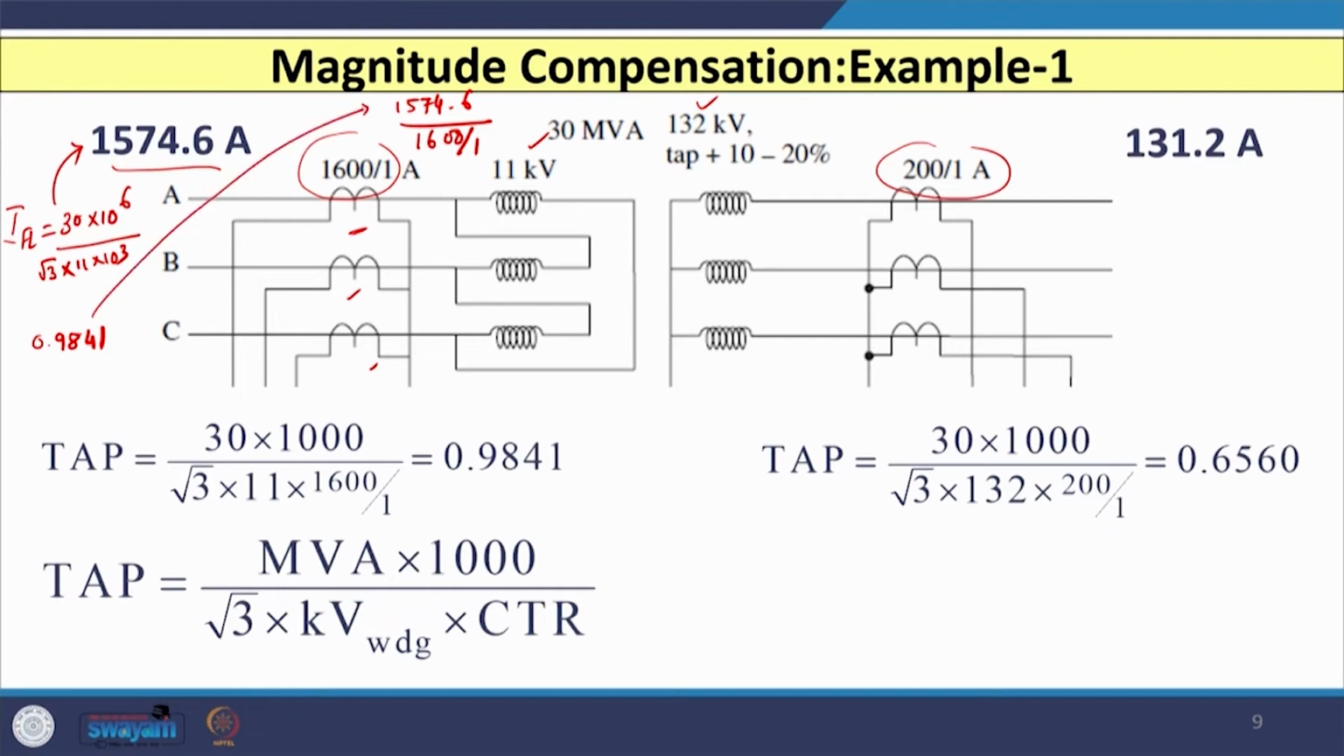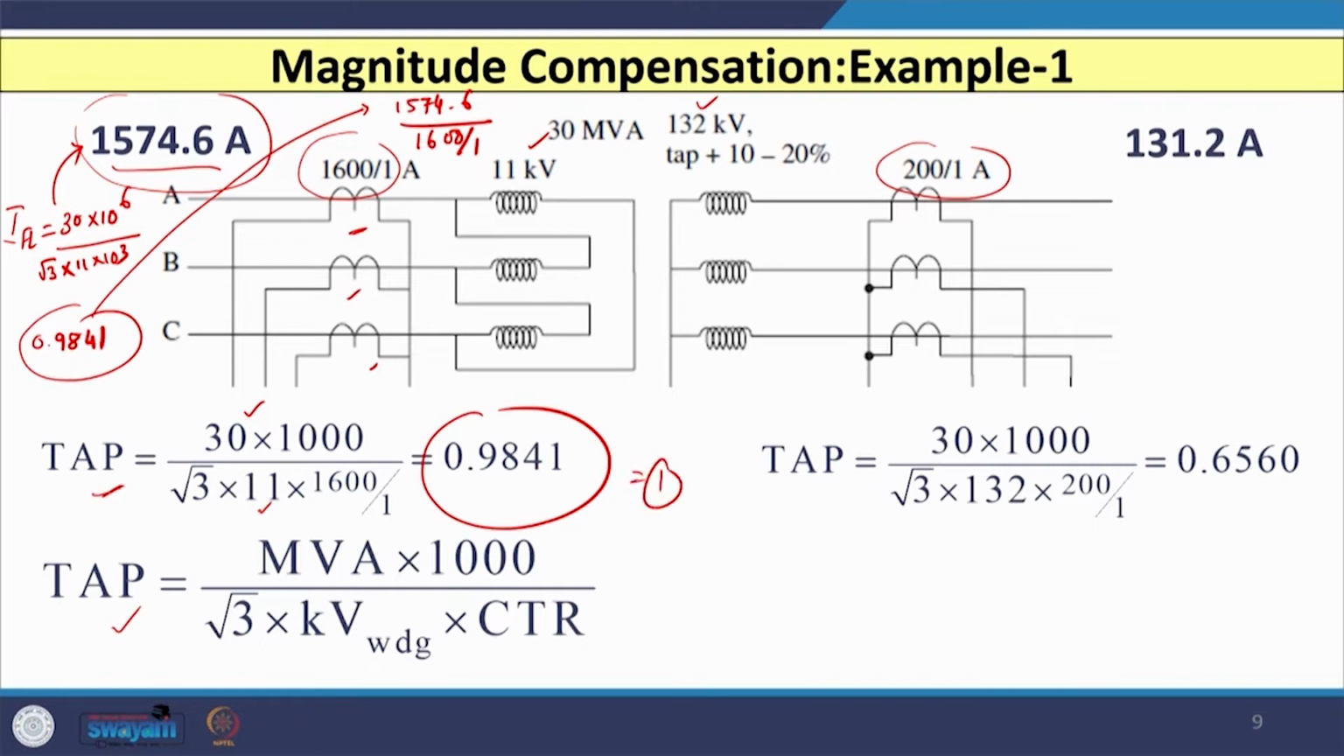Now, if I go to the previous equation, tap is given by MVA into 1000 by root 3 into the kV rating of the winding into the CT ratio. If I put the values, the MVA rating is 30, in the denominator we have the kV on the LV side, 11, and the CT ratio 1600 by 1. So, I will have the value 0.9841. In the earlier case, when we transformed the full load current to the secondary side of the CT on the LV side, we had the value 0.9841, and with this equation, we also have 0.9841. So, if you divide these two, you will have the value 1.